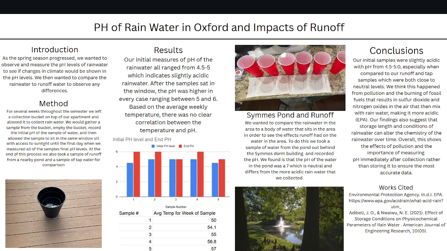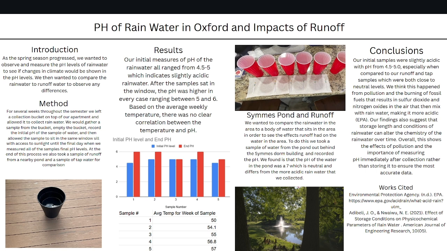So, looking at the average weekly temperature, there was no clear correlation between the temperature and the pH, partly because the temperature was more or less the same throughout the weeks we collected this water. There was, however, a clear pattern of higher pH in the samples that sat compared to the initial levels upon being collected, just showing that there was a difference from having some time just collected in the windowsill with being exposed to sun and air.